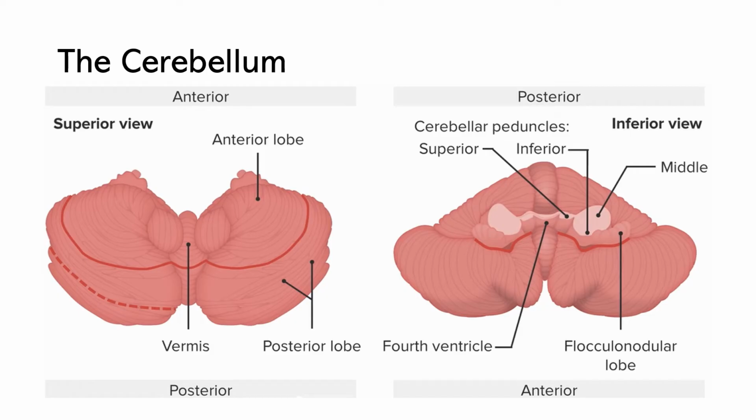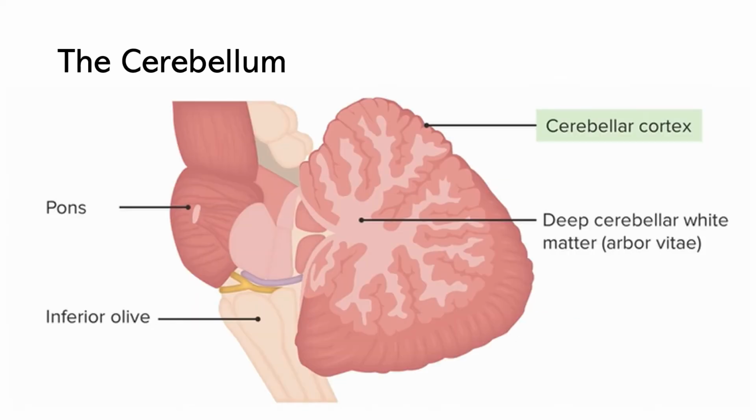This lobe is important for helping the body maintain equilibrium and balance. The cerebellum can be further divided into its gray and its white matter. The cerebellar cortex, or the outside of the cerebellum, is made up of gray matter. The inner portion of the cerebellum is made up of white matter, and as I said earlier, is referred to as the arbor vitae because of its tree-like shape.